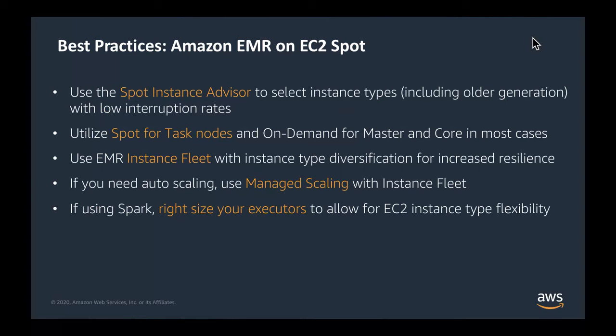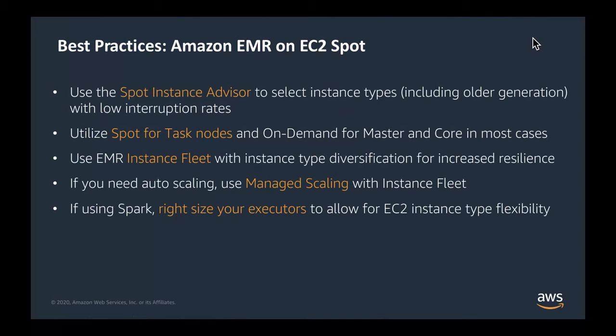And then you can also look at older generation ones. That's a tip that you can use, because sometimes they have more availability and less interruptions. So if that works for you, that's great. And we already talked about using Spot for task nodes and using EMR instance fleet with instance type diversification.